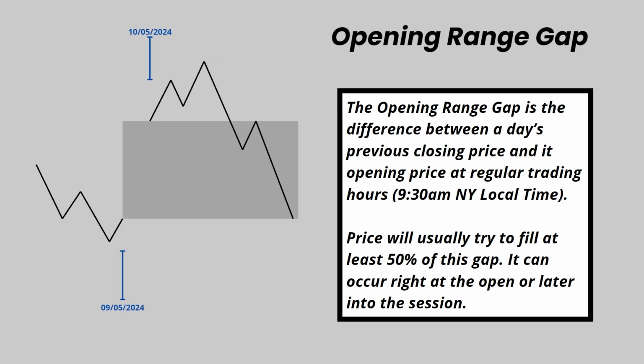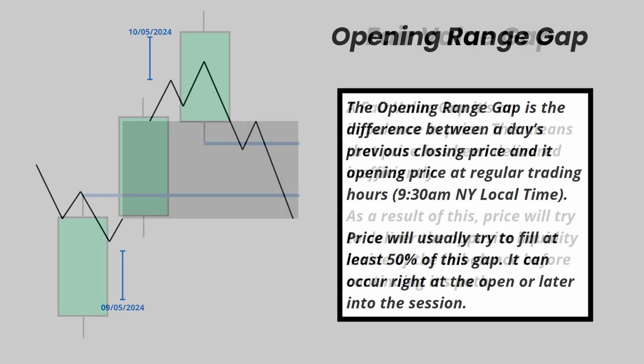Besides, I always implement this when I'm trading the morning session. This is the opening range gap, which is the difference between yesterday's close and today's opening price at 9:30 a.m. New York local time. To be able to see this you have to put your TradingView chart to regular trading hours instead of electronic trading hours. Price will usually look to fill this gap or its 50% at least. You do not have to believe me, go look at it on your own charts and you will see it.